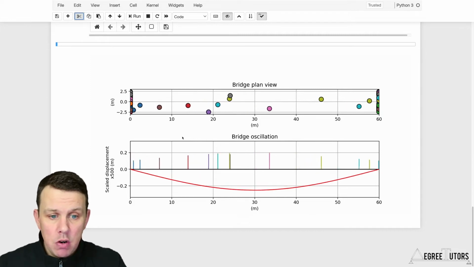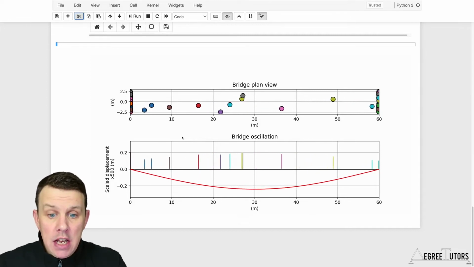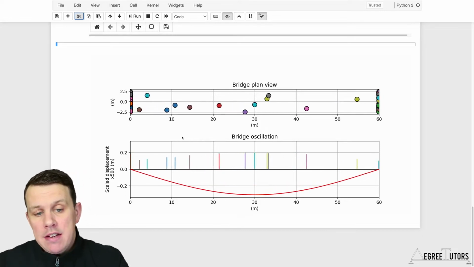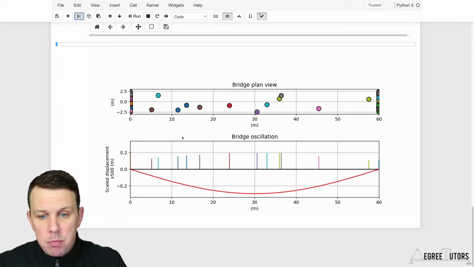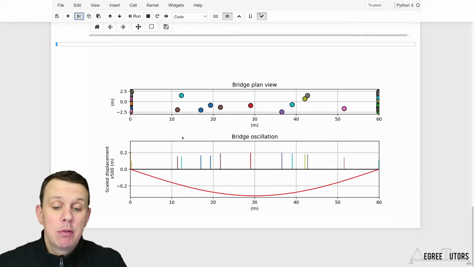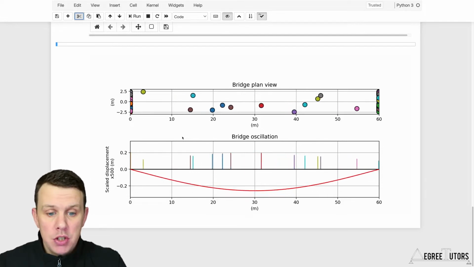And this is the simulation we're going to build. This is a relatively straightforward simulation to build, but it models a relatively complex behavior. What we've got is a crowd of pedestrians moving from one side of a bridge to the other, and we're simulating the dynamic response of the bridge in response to those pedestrians.